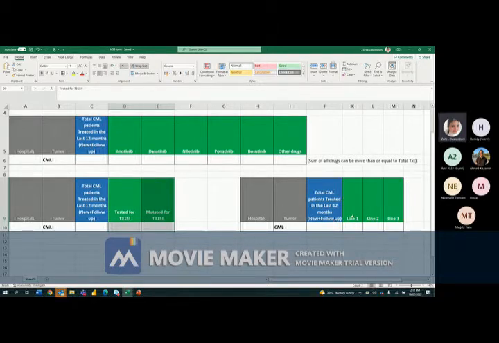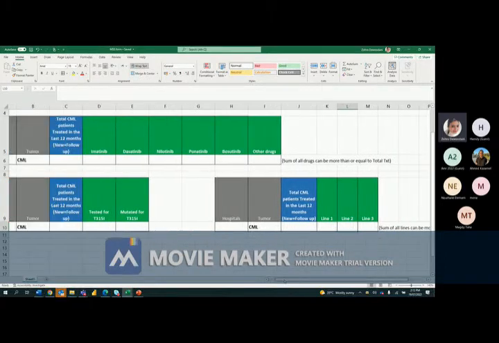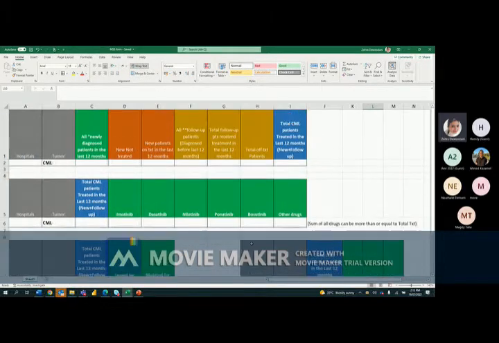And we want to know how many patients were treated in their line 1 or line 2 or line 3 in the last 12 months. So the totals should be split over here. And here again, the sum of all the lines can be more than or equal to the total, because if a patient has moved from one line to another line, then you could have the patient being counted in line 1 and line 2. So just ensure that these points are stressed on very well with the doctor.